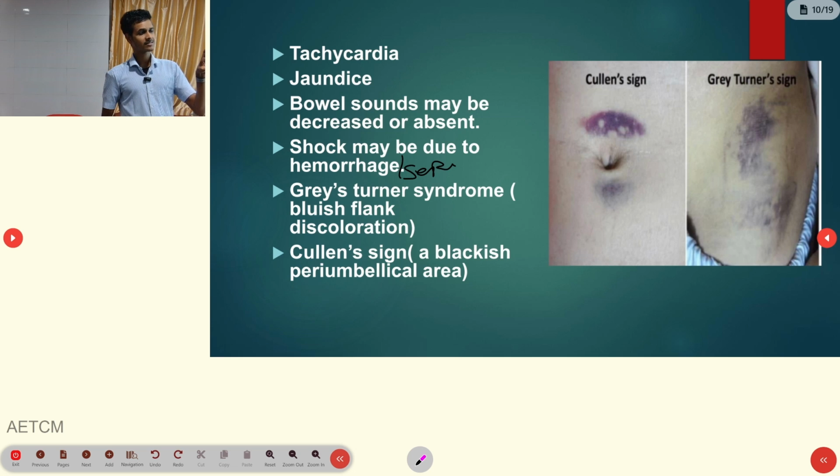And then Grey Turner syndrome and Cullen sign are also among the signs we can notice in pancreatitis. Grey Turner's means there will be a blackish discoloration in the flank region. Cullen sign mainly will occur around the umbilicus, the periumbilical area.